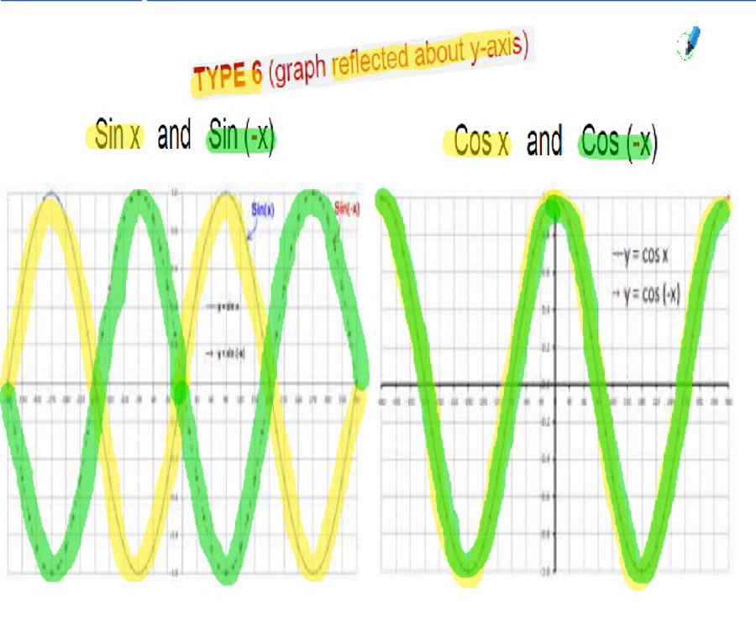So for your reference, if you compare type 5 solutions with type 6 solutions for the sine wave, we find that a negative sine x function plots the same as a sine of a negative x function. If you compare the cosine waveform, we find that a negative cos x function does not plot the same as a cos of a negative x function.